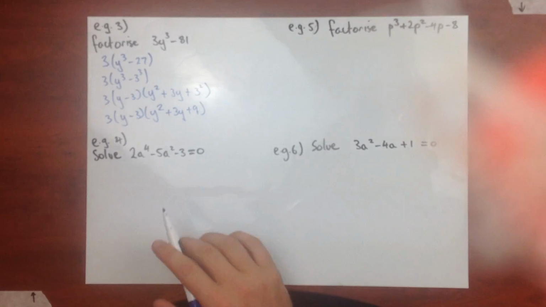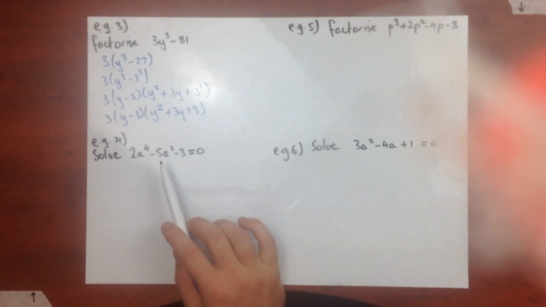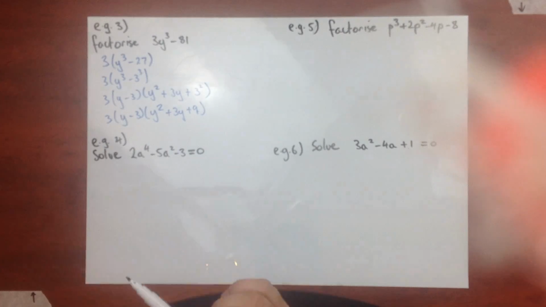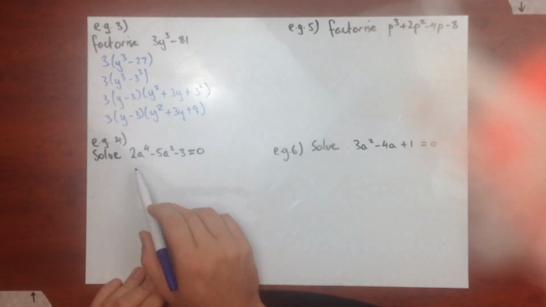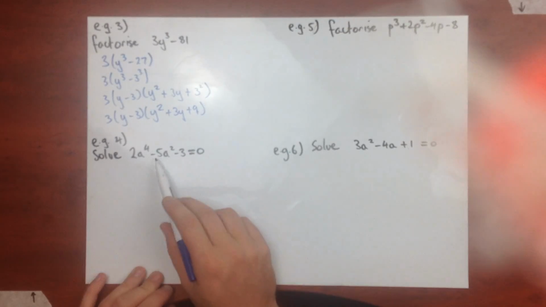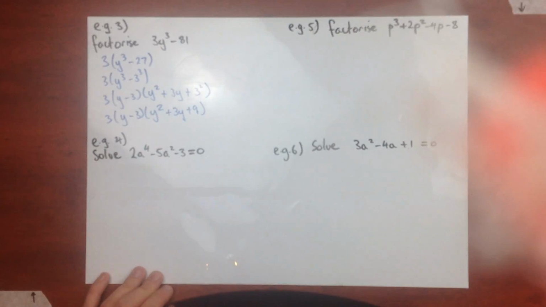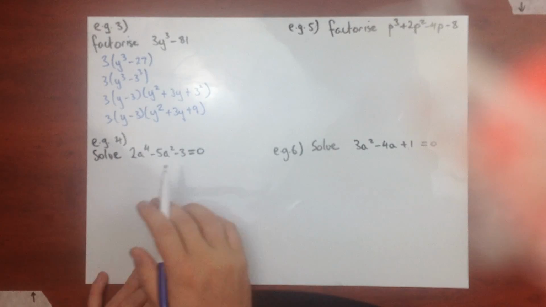When we have a look at this one, I really like these type of examples. Example 4, because it's a common technique that's going to come up on exams all the time. We've got 2a to the 4 take 5a squared take 3 equals 0. This is a really common thing that we'll need to do, is factorise this.